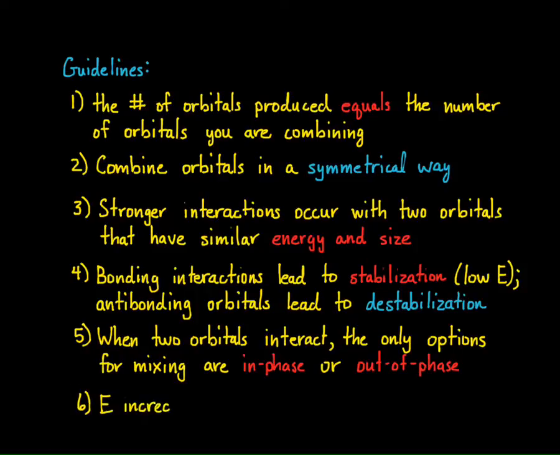And the last guideline is that energy increases as the number of nodes increase. Notice that my bonding molecular orbital had 0 nodes. My antibonding molecular orbital had 1 node. And the antibonding orbital was higher in energy. So the more nodes you have, the higher the energy of that orbital is going to be. I hope this helps you out, and we're going to explore molecular orbitals of molecules in the next few weeks.